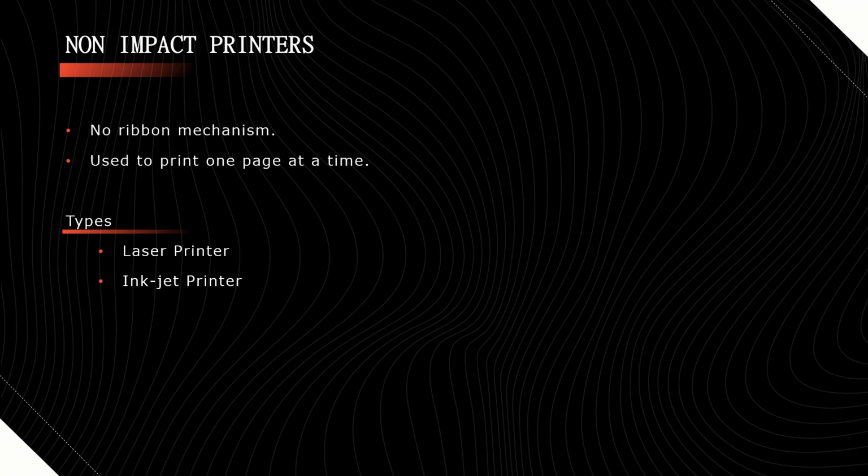Non-impact printers. These are used to print characters without using a ribbon. These can print one complete page at a time. Because of this reason, these are also called page printers. There are two types of non-impact printers: laser printer and inkjet printer.